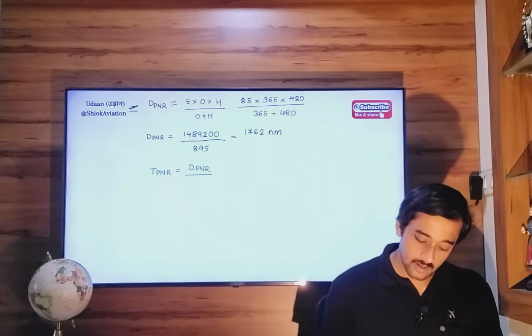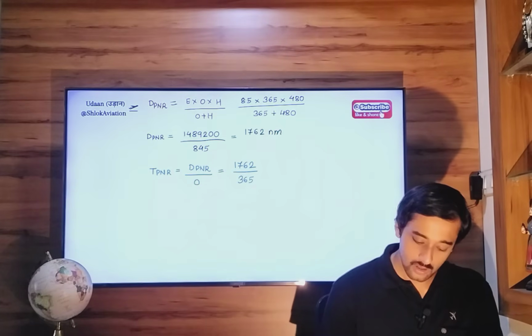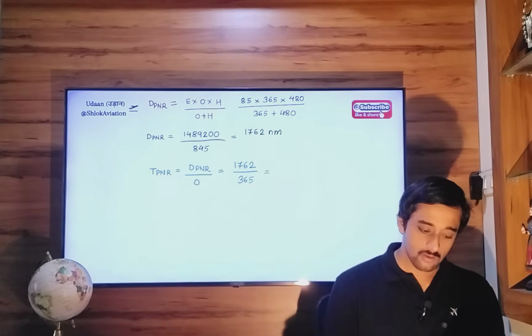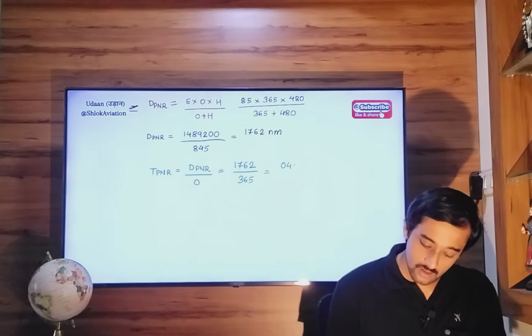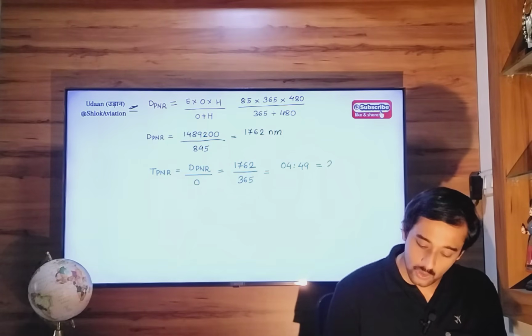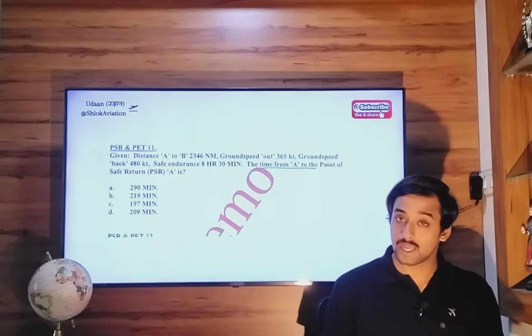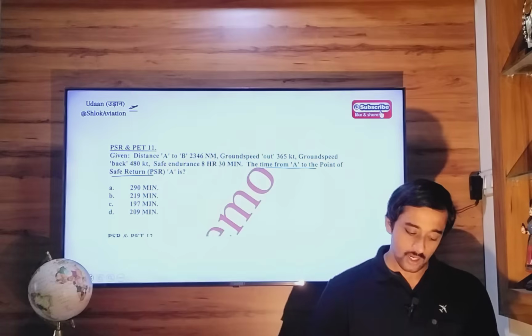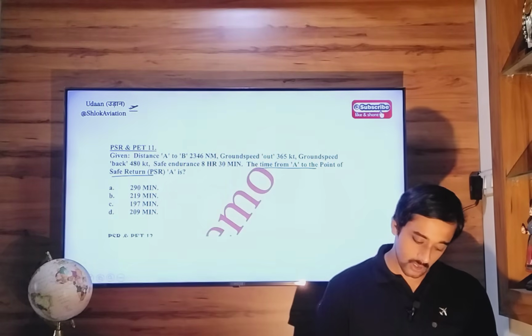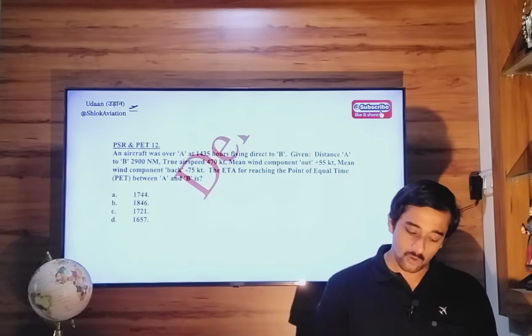return divided by outbound speed. So 1762 divided by outbound speed 365 is 4 hours 49 minutes into 60, that is 290 minutes. Okay. So the time from point A to the point of safe return is equal to 289 minutes or 290 minutes approximately. Option alpha. Next question. Aircraft was over point A departure at 1435 hours.